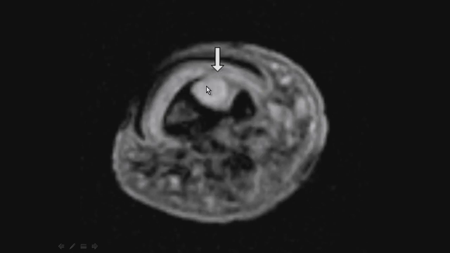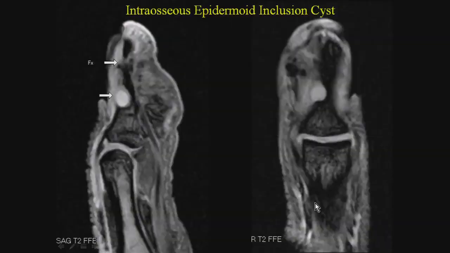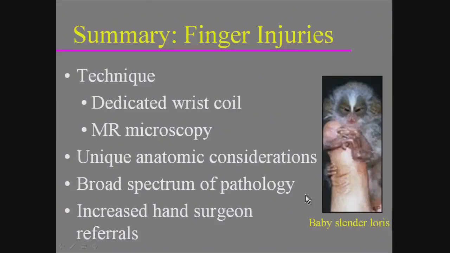Here on the T2 star weighted image, you see right where the penetrating trauma occurred. And this is that cystic lesion forming in the distal phalanx. And this is an example of an intraosseous epidermoid inclusion cyst due to prior penetrating trauma. So that's it for me.